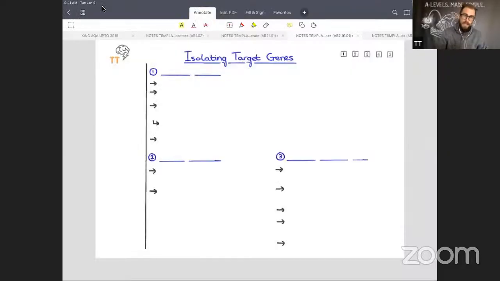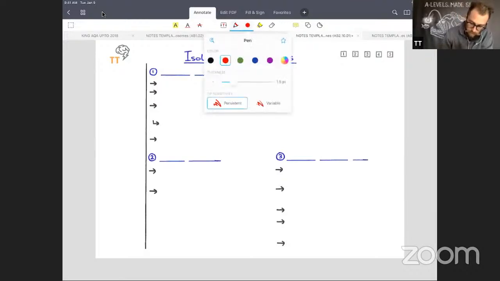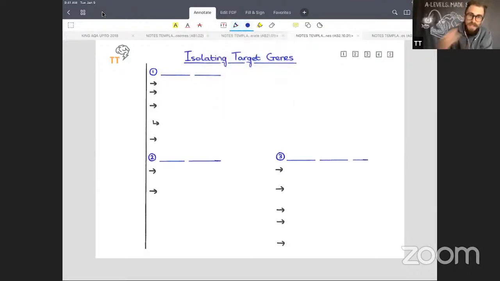Okay, so isolating target genes. Let's choose a blue pen for my title here. I'm going to say restriction enzymes.